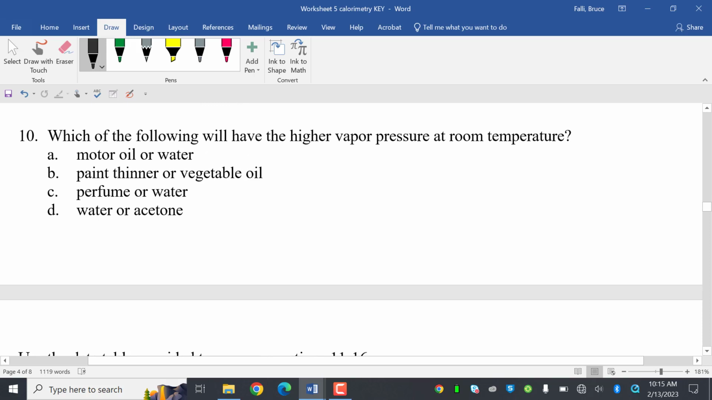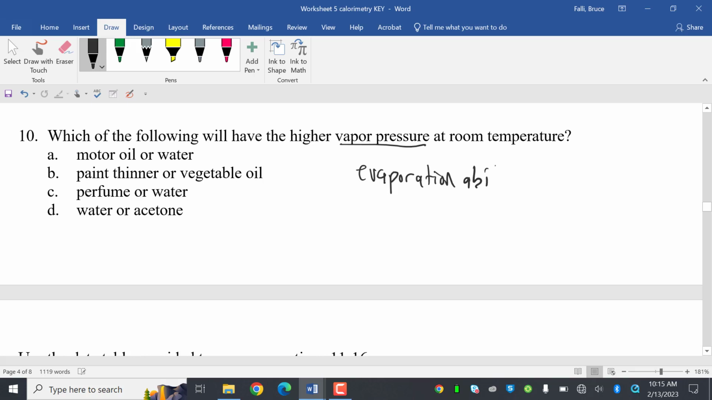Which is why we have a higher vapor pressure at room temperature. Remember, vapor pressure means evaporation ability. So which one evaporates more? Motor oil or water? Water evaporates, motor oil doesn't. Paint thinner or vegetable oil? Paint thinner evaporates, it smells more. Vegetable oil smells less, evaporates less. Perfume smells, evaporates more.